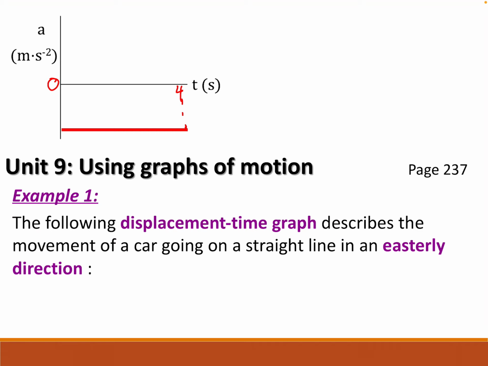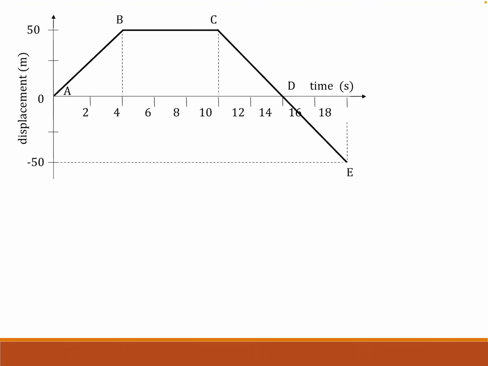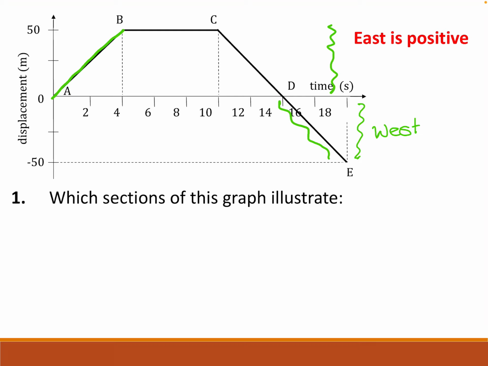It says the following displacement time graph describes the movement of a car going on a straight line, which is the only way we do this, in an easterly direction. So now look here. Because this is going to the top, this is telling me that east is positive. Every time we have a displacement above the axis, it's going easterly. Anything below is west. So this part of the motion is west.